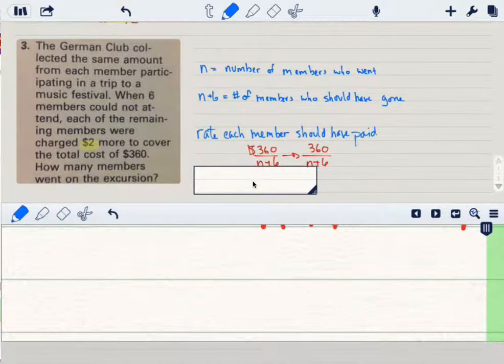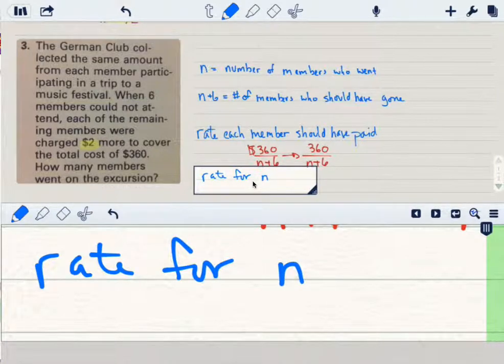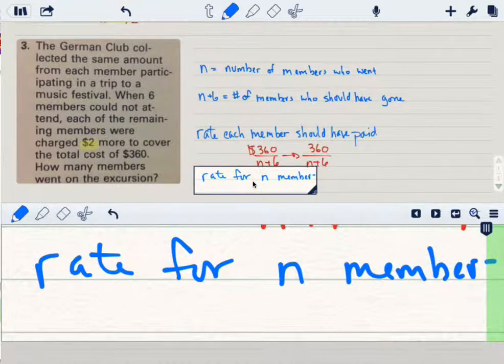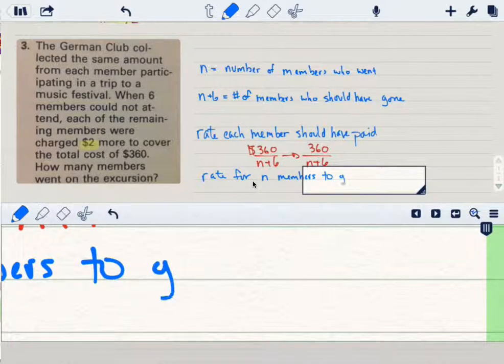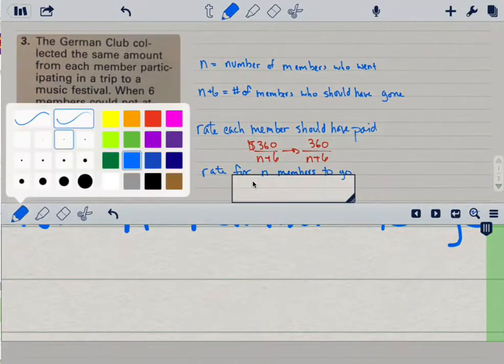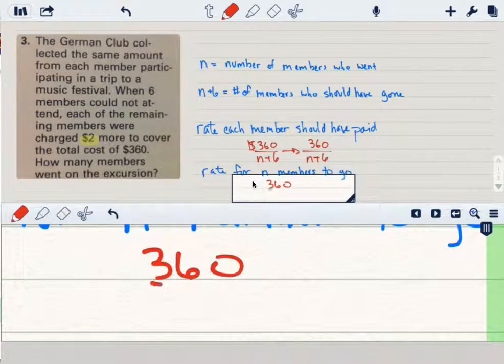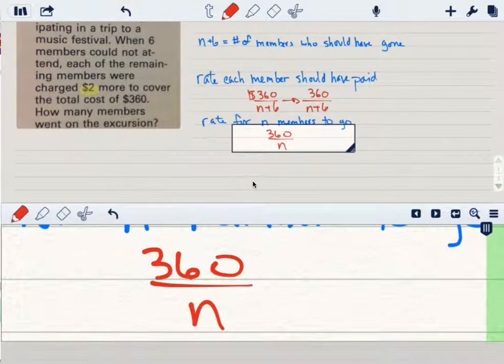All right, so we've got that. And then to even it out, we had n went, so the rate for n members to go is then just 360 divided by n. Okay, so I know the original rate.